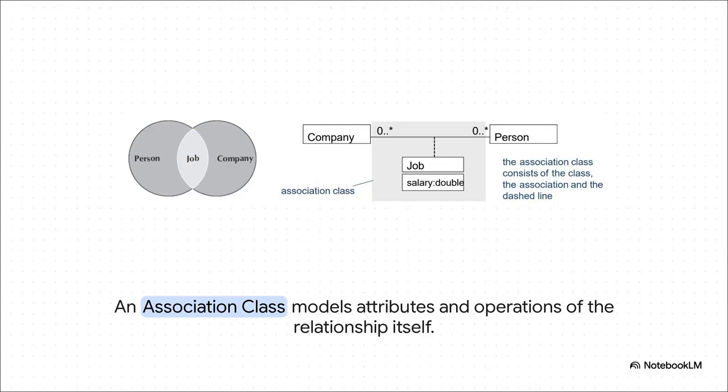And here's the solution. It's called an association class. The notation is very specific. You take a standard class box and you connect it to the association line with a dashed line. This lets us hang attributes and operations right on the relationship itself. It's a really clean and precise way to model these more complex data structures.